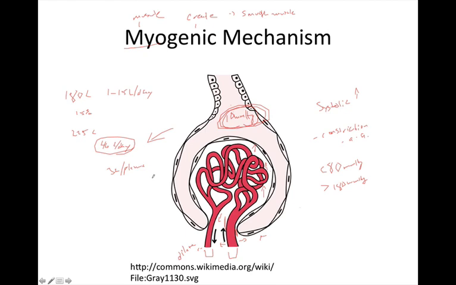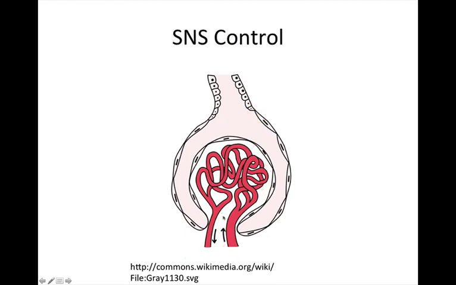So that essentially is the myogenic mechanism. It's a pretty straightforward mechanism. An increase in systolic pressure causes constriction of the afferent arteriole and dilation of the efferent. A decrease in systolic pressure causes dilation of the afferent arteriole and constriction of the efferent arteriole. That's fun.